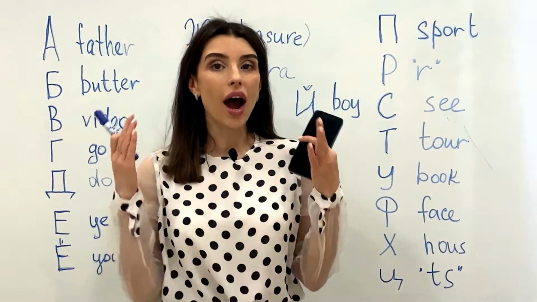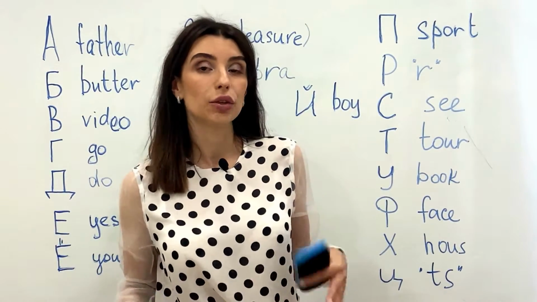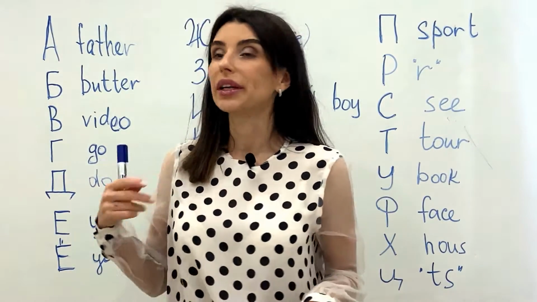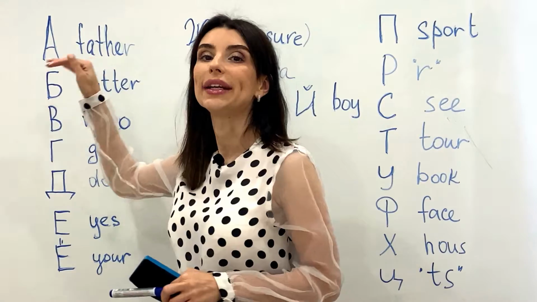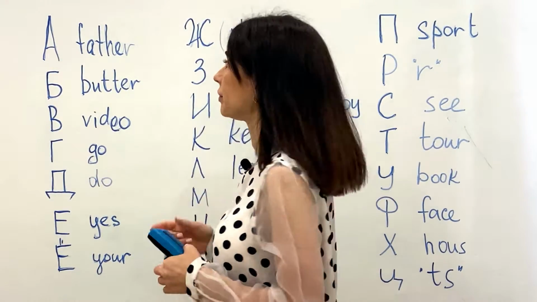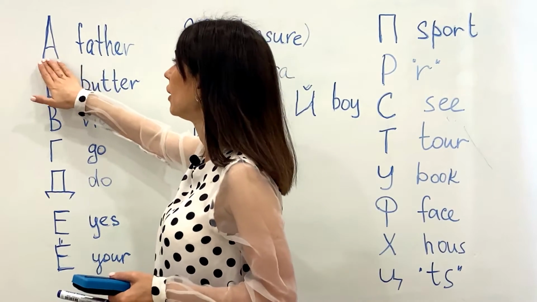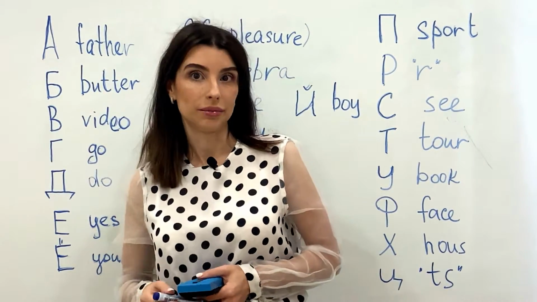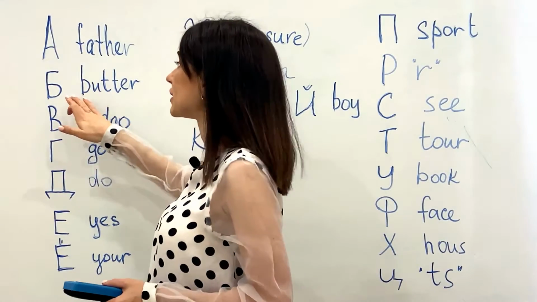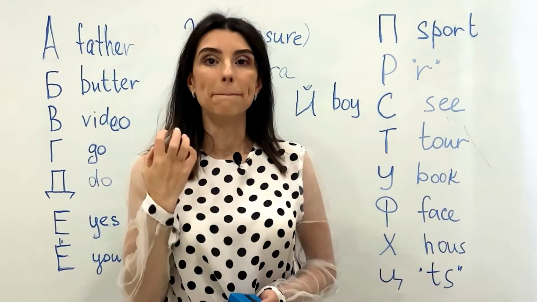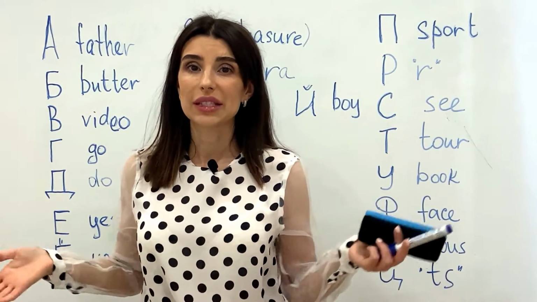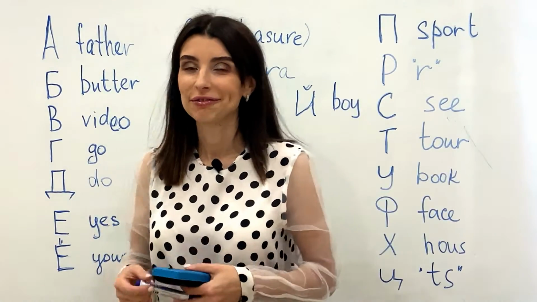The letter A. Not A, it looks like A, but it's R. You can pronounce this as in the word father. The letter A looks like A. Another one, B, the letter B, like butter. So, it's not so difficult, isn't it?